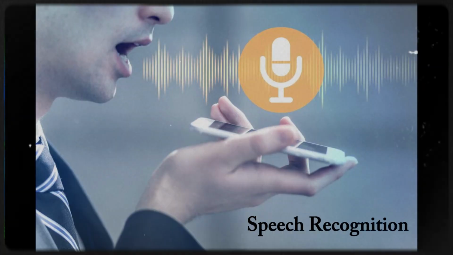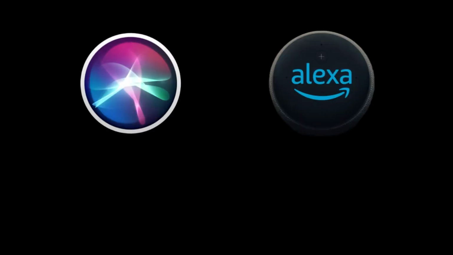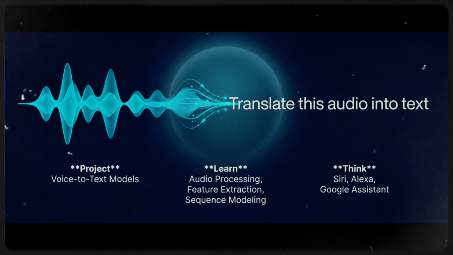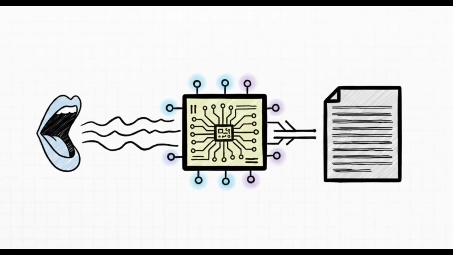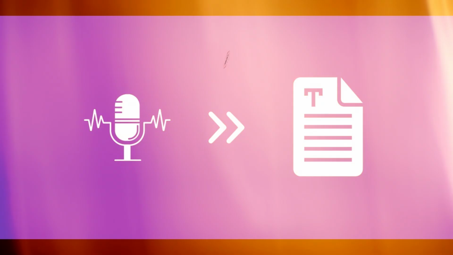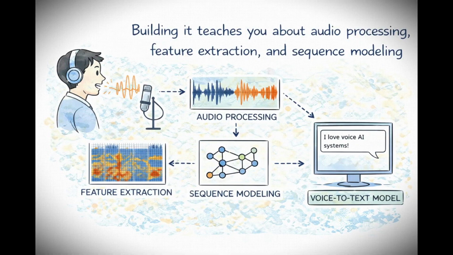Voice-to-text models. This is speech recognition. Every time you use Siri, Alexa, or Google Assistant, this technology is at work. Build a simple model that converts your voice commands to text. It doesn't have to be perfect, but building it teaches you about audio processing, feature extraction, and sequence modeling.